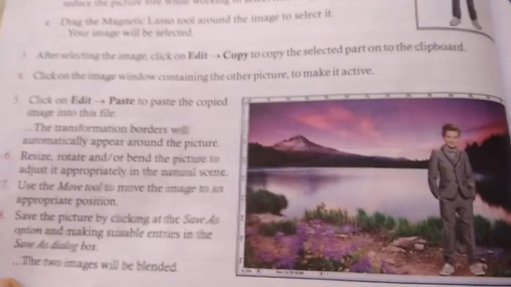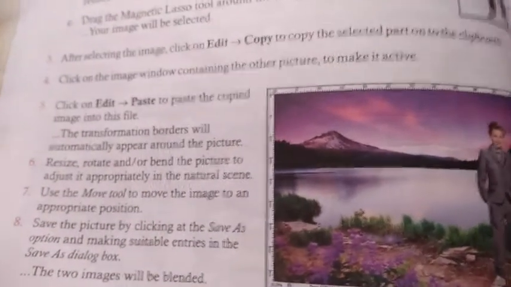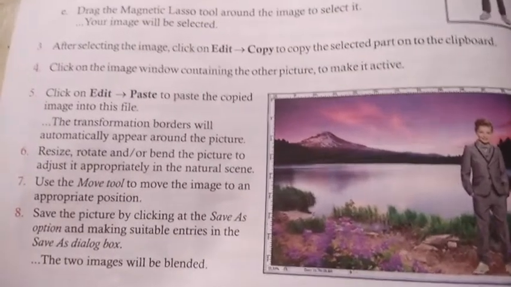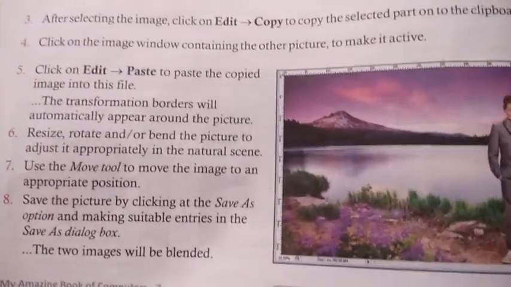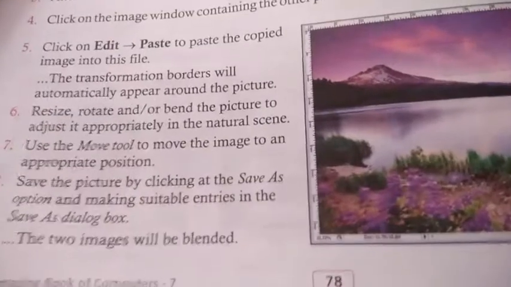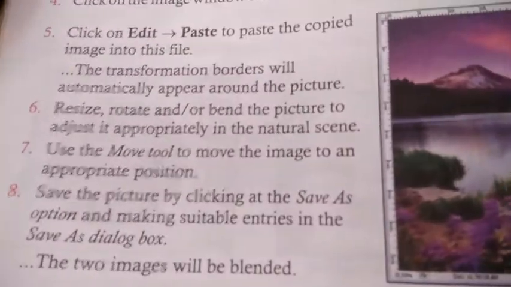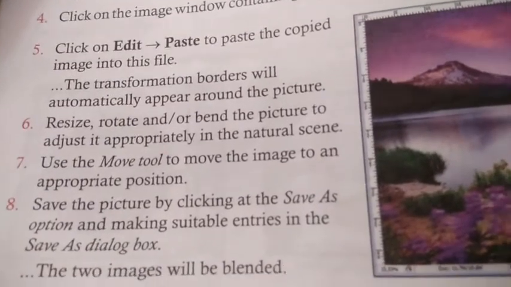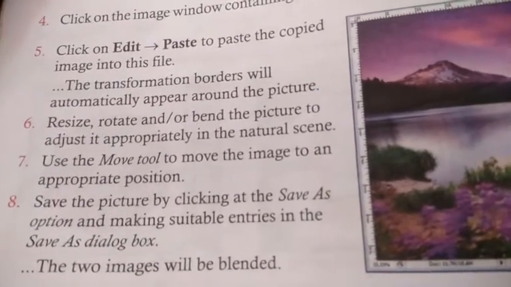Third, after selecting the image, click on Edit, Copy to copy the selected part onto the clipboard. Click on the image window containing the other picture to make it active. Then click on Edit, Paste to paste the copied image into this file. The transformation border will automatically appear around the picture. Then resize, rotate or blend the picture to adjust it appropriately in the natural scene. Then use the move tool to move the image to an appropriate position.